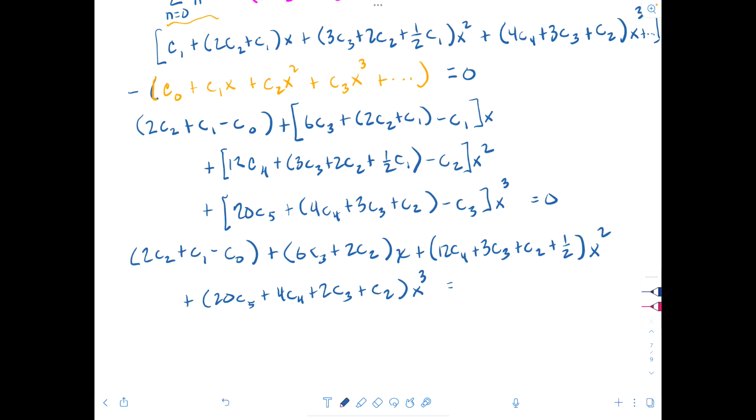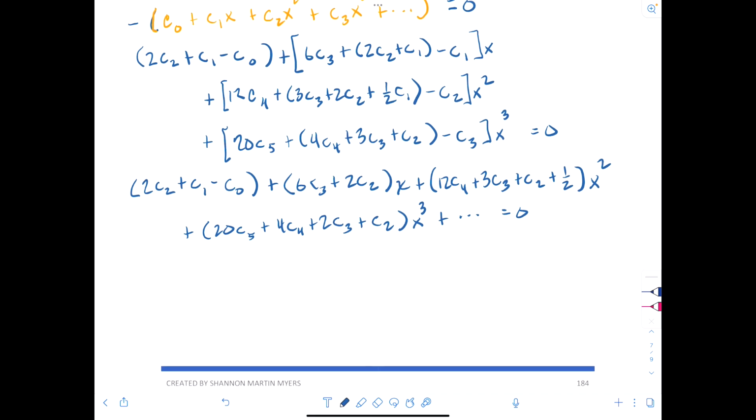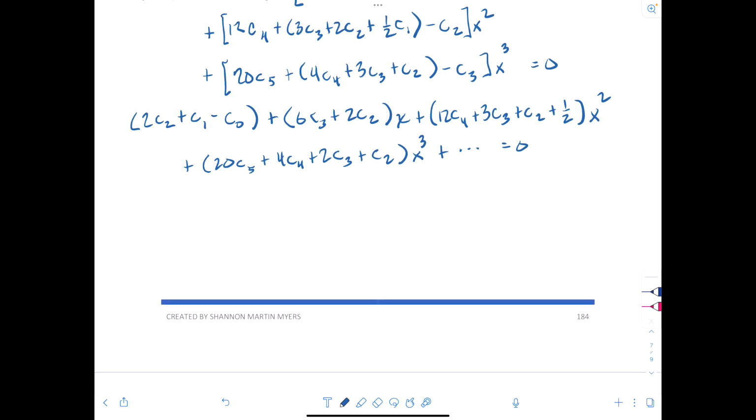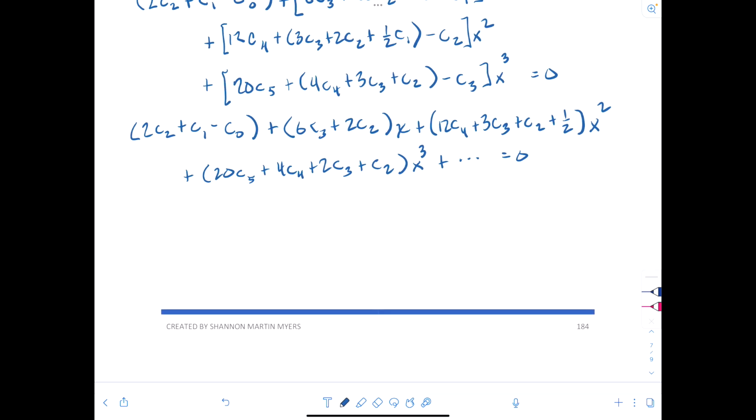is equal to 0. And this would just keep going on and on. But we're just going to look at these so far. All right. So, just for the sake of form, we're going to say plus dot, dot, dot. And that's all equal to 0. Okay. So now you've got to equate each one of these to 0, right?